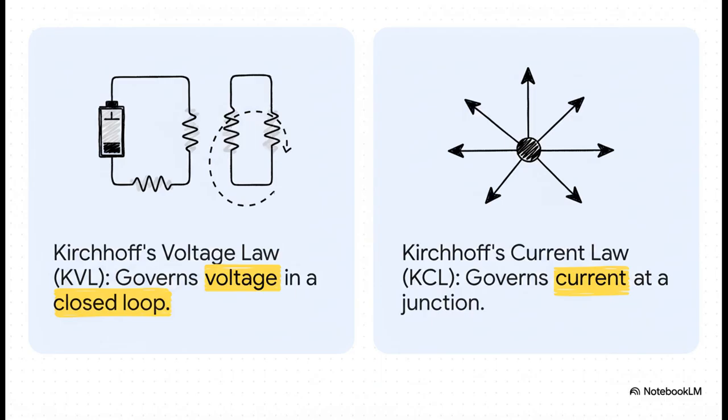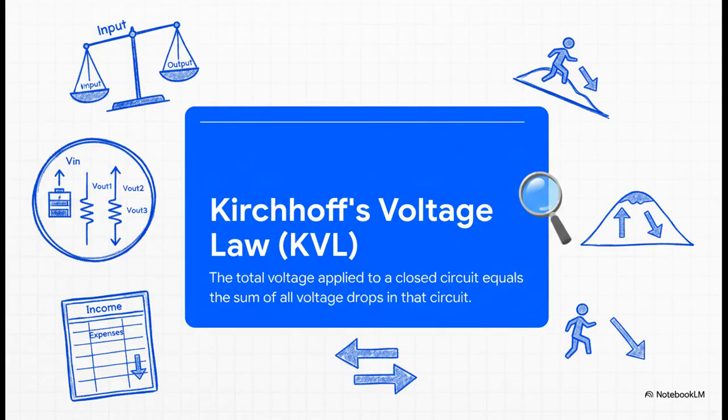The first one, his voltage law, or KVL for short, is all about voltage, that electrical pressure, as it moves around a complete circle, what we call a closed loop. The second one, his current law, or KCL, zooms in on the flow of electricity at any single intersection, or junction.